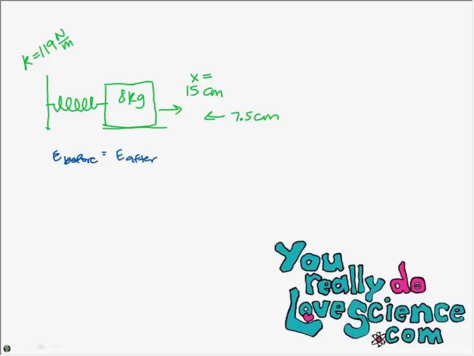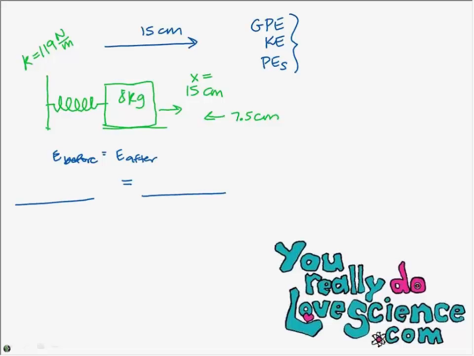Now beforehand, when we stretch it out, let's say we stretch it out nice like that, 15 centimeters. Of these types of energy, gravitational potential energy, kinetic energy, and potential energy of the spring, these are your 3 types. Beforehand, can you tell me what it has? Because we're going to do the before and the after equation. What does it have before when we stretch it out and we're about to release it?